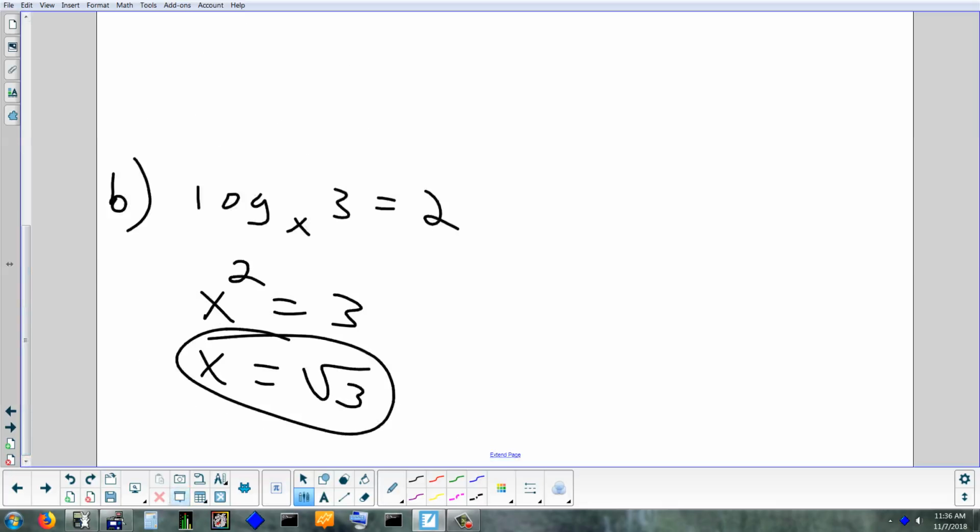Now, when you take a square root, how many answers are there? 2. Remember what I said about logs. You have to have positive numbers in those spots. You can't take the log of 0, and the base can't be 0. And you can't take the log of negatives. All right. So neither the base nor the argument can ever be 0 or smaller. They have to both be positive numbers.